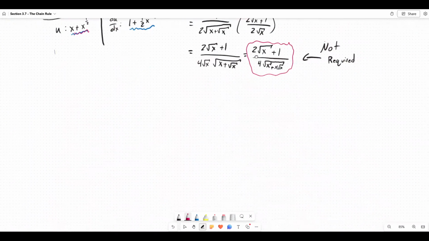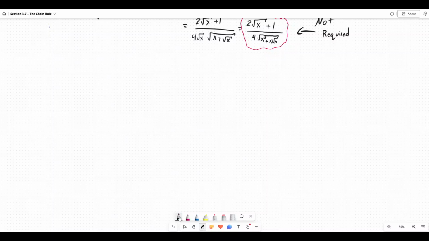Okay, let's do one live. Let's do one that I haven't done before, and let's see if we can find it out. So we're going to find d over dx of 7x times cosine of 2x cubed.